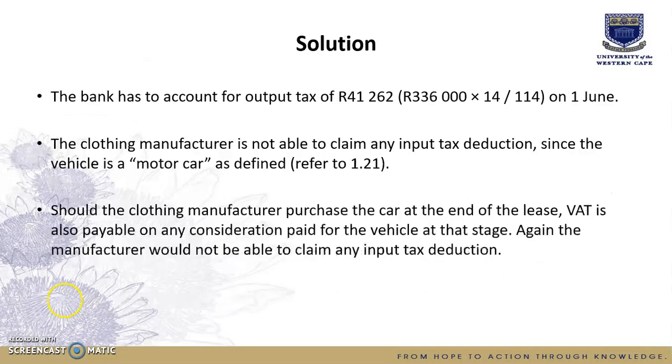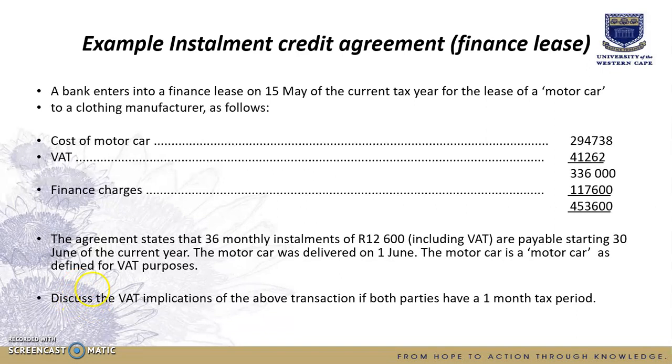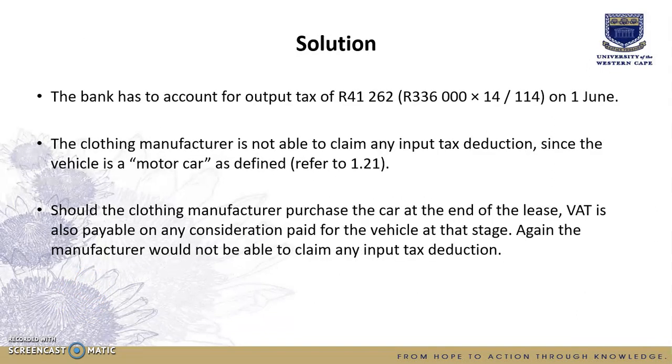Okay, so let's just break this down quickly. The bank obviously has to account for output tax on the cash value. We said for installment credit agreements, specifically for a finance lease, we need to look at the cash value, and that cash value was 336,000, and we need to multiply that by the tax fraction. So the bank has to account for output tax of 41,262. The clothing manufacturer, on the other hand, is not able to claim any input tax deduction since the vehicle is a motor car as defined. So very important, can't claim input tax because it is a motor car. Should the clothing manufacturer purchase the car at the end of the lease, VAT is also payable on any consideration paid for the vehicle at that stage. Again, the manufacturer would not be able to claim any input tax deduction.